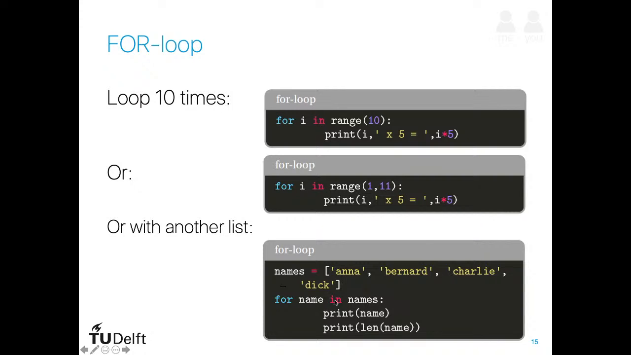You can also just say for, well, in this case it's a list of names, so for name in names, and names is a list that we specified earlier. For name in names, we can perform some actions. So in this case what would happen is the for loop would loop over the elements of this list, so over these 4 names, and for each of the names it would do print name and it would do print length name. So you would get Anna and then 4, you would get Bernard and then 7, and so on and so forth.